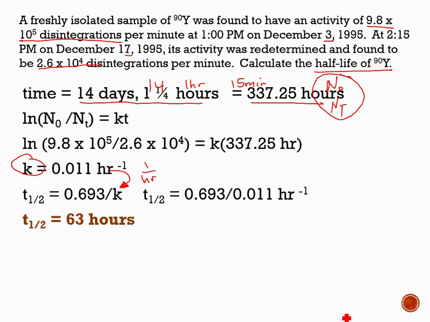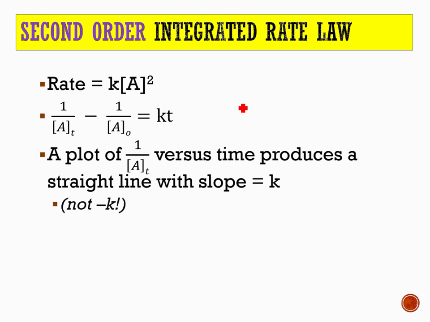So let's move on to the next slide here. We have a second order integrated rate law, which is given by this equation. The equation that makes this true, with the second order rate law in terms of time and our constant, is going to be the inverse of the final concentration minus the inverse of the initial concentration. If we plot the inverse of concentration versus time in a second order reaction, we will have a straight line with a slope equal to K, our rate constant. It's not negative K like in first order, it's just K.